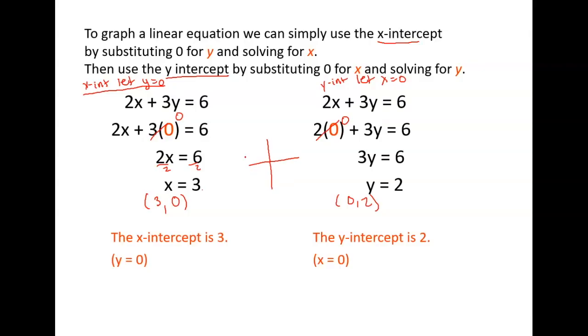So it looks something like this. So the first one, 3 and 0, and then 0 and 2. So that's what my equation looks like.